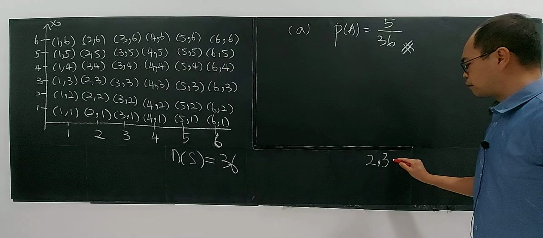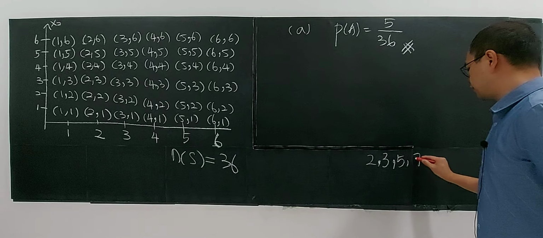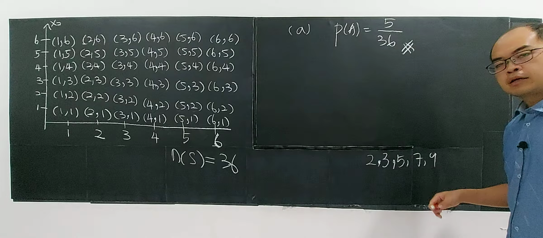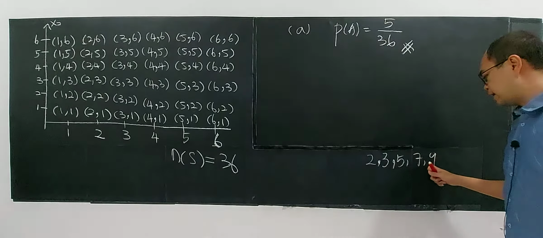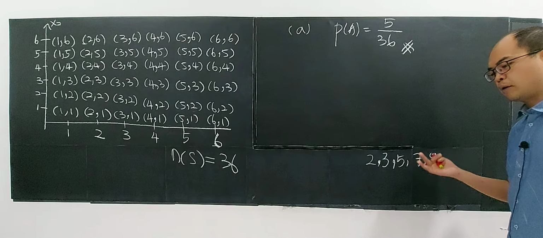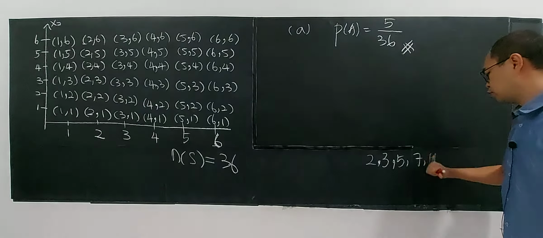So 3 is also a prime number. 5, 7. 9 is not a prime number because 9 has 3 factors. It must have 2 factors, divisible by itself or 1. So 9 can be divided by 1, by 3, and by 9. That's 3 factors. So 9 is not.